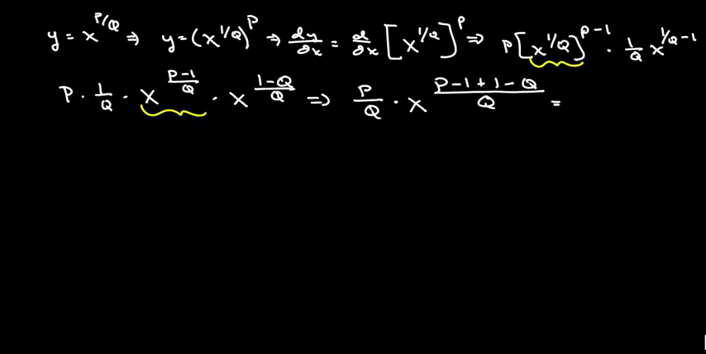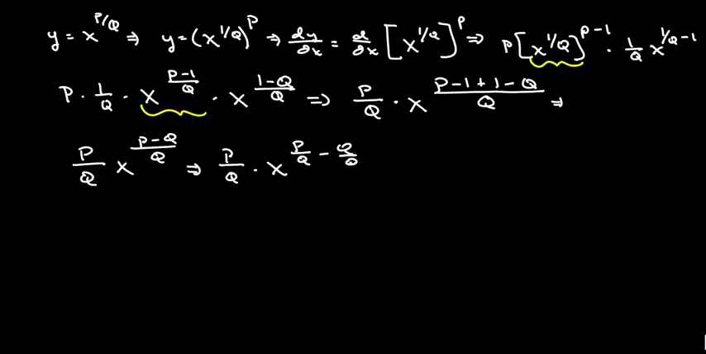And that will give me p over q, x, and then when I do this out, I get p minus q over q. And if I simplify this, this will be p over q times x raised to the p over q minus q over q. And of course, q over q is 1. So this is going to be p over q times x raised to the p over q minus 1, like that.